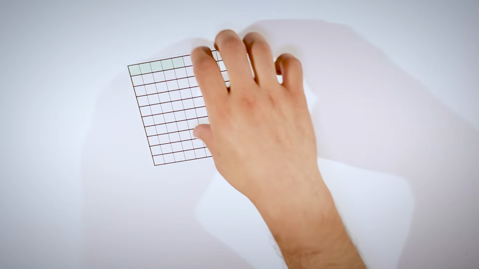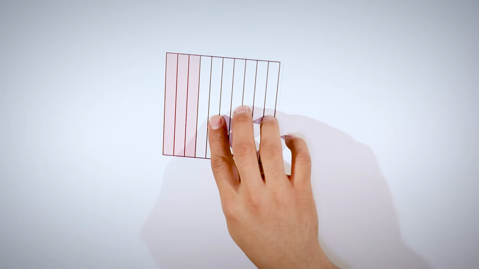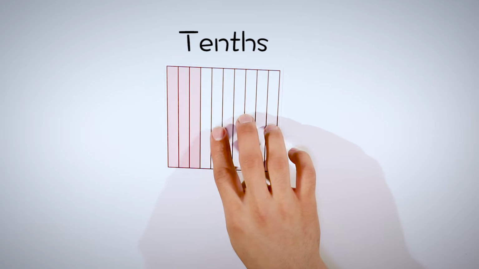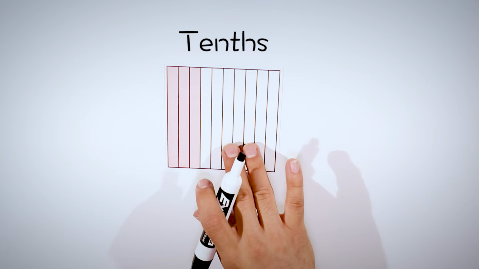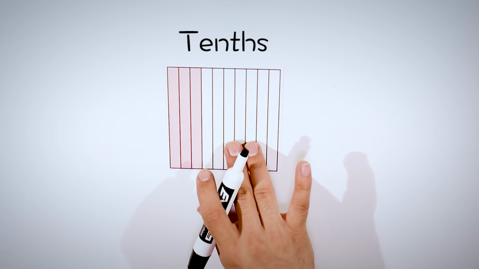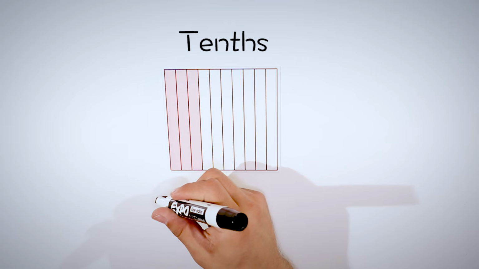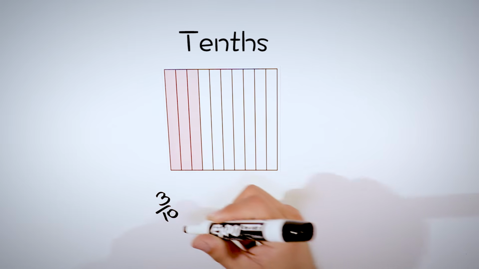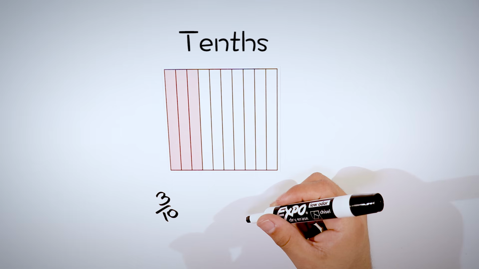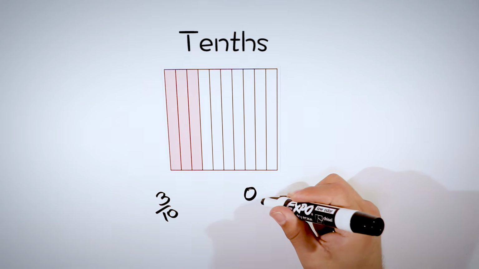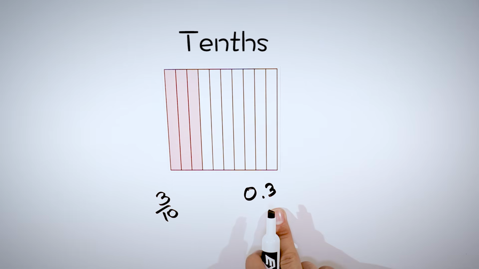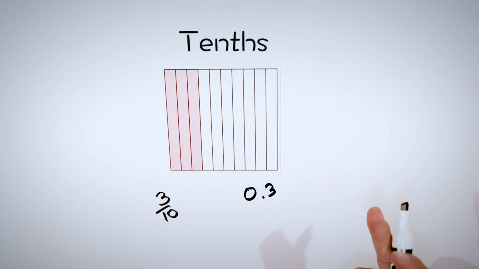And let's choose another card. Here we go. All right. Right away, we notice that this one is divided into 10 equal parts, and there's 3 shaded. So this is 3 tenths. The way we represent that would be 0.3, because we have 3 tenths. Pretty simple. Let's do a couple more.